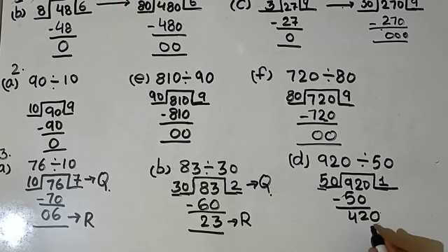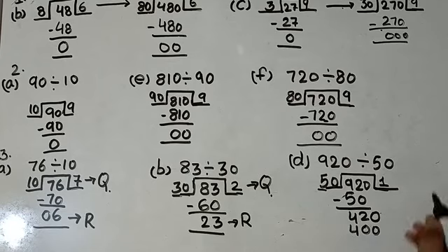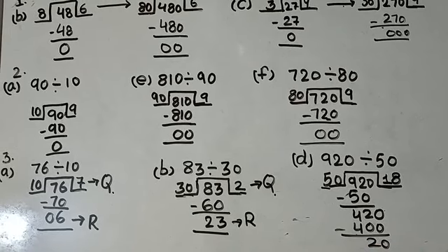Now 420. Now what to do? See, as we know that 5 eights are 40, that means here 50 eights will be 400. Okay, so here we write 18, 8 here, now 20. So 20 is the remainder and 18 is the quotient.